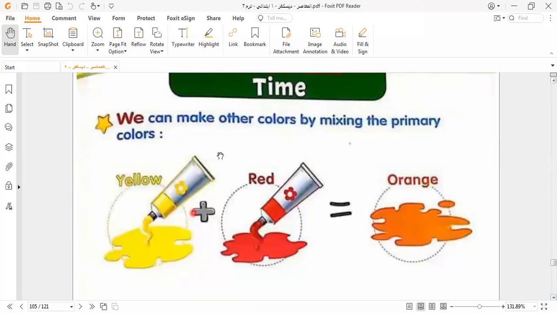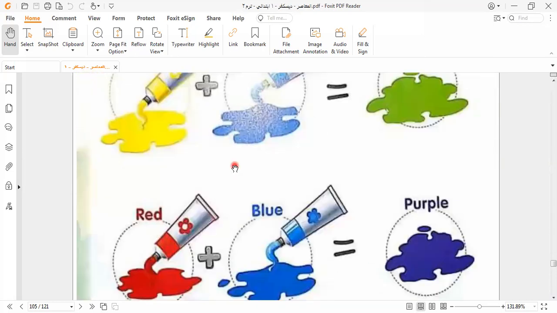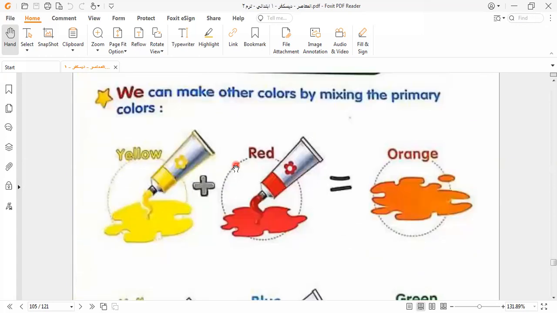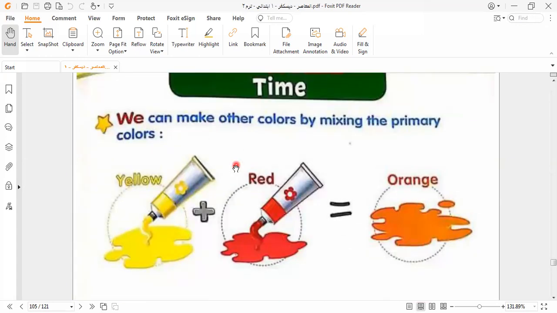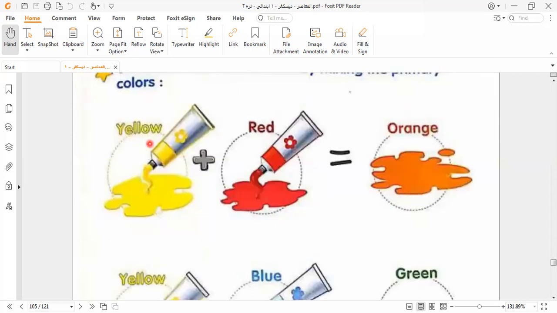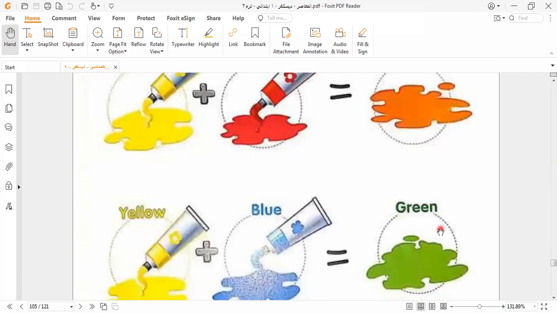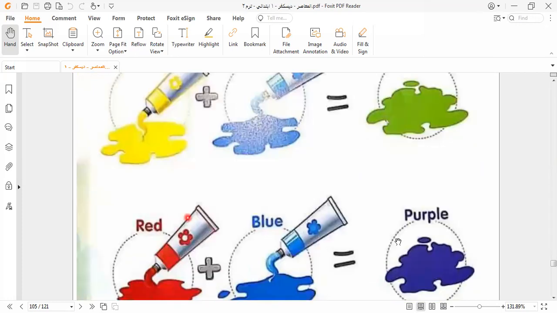Here is the brief of what we took and the work that we memorized. Today I finished this chapter. I give you the brief of what we covered. We can make other colors by mixing the primary colors like this. When we put yellow with red, it will be orange. Yellow with blue, it will be green. Red and blue, it will be purple.